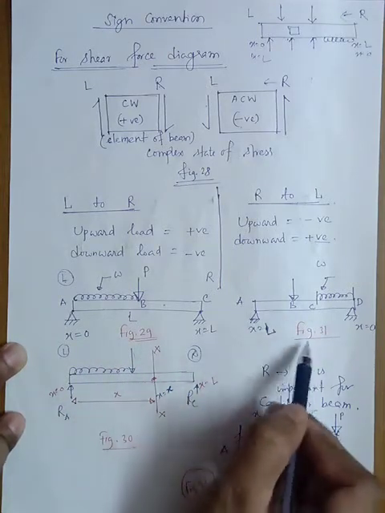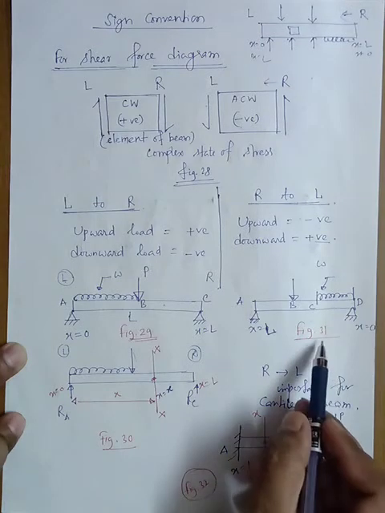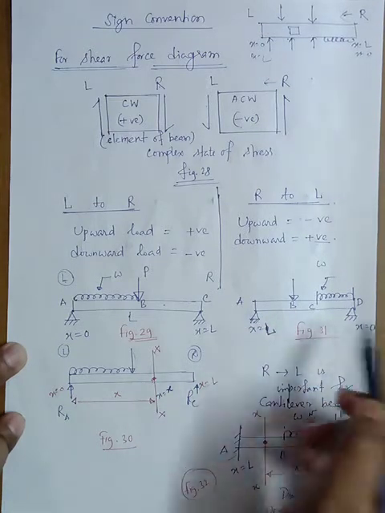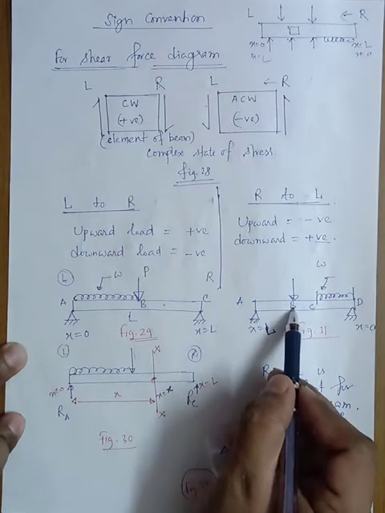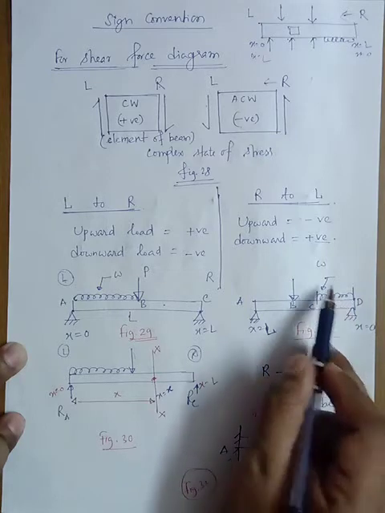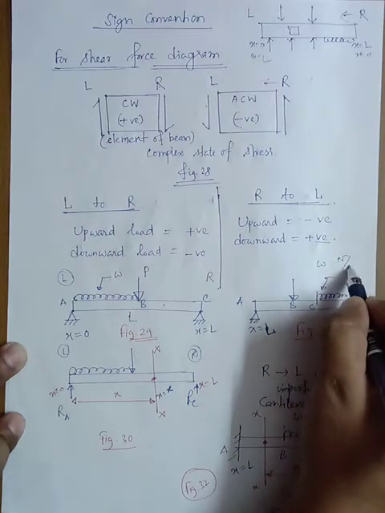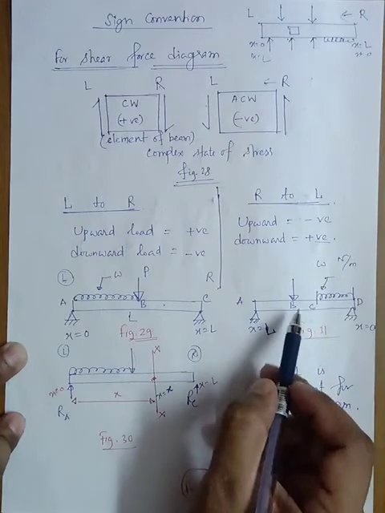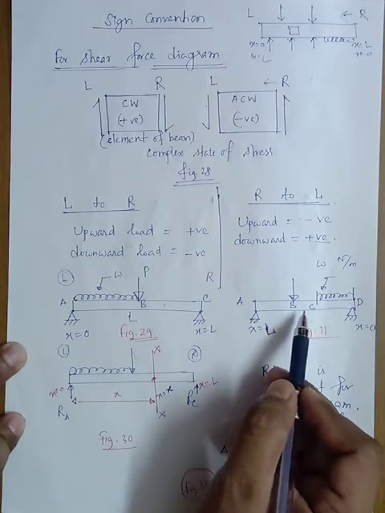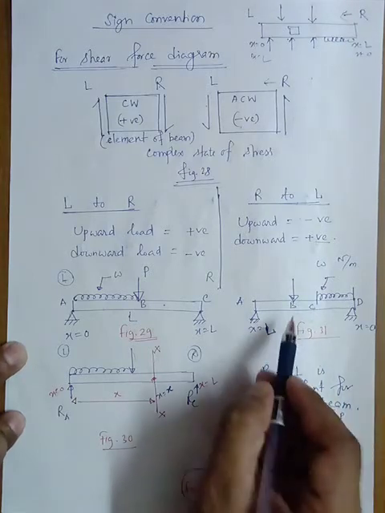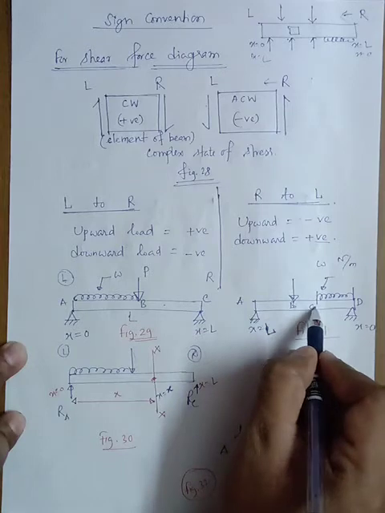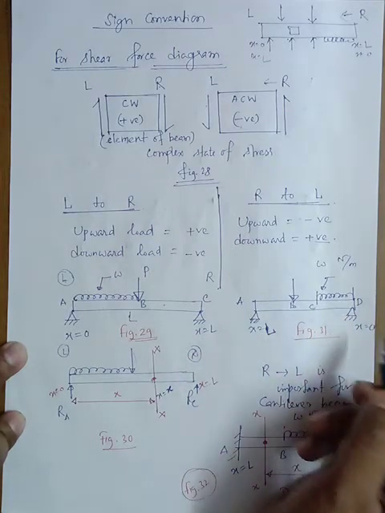Here I have taken another example in figure number 31. This is a simply supported beam. Here you can see this is point A, point B, point C and point D. In between point C and point D there is a UDL of intensity W, in Newton per meter or per unit length. At point B there is a point load. You may be asked to find the shear force at point B or at point C or at point D. So you need to calculate it.